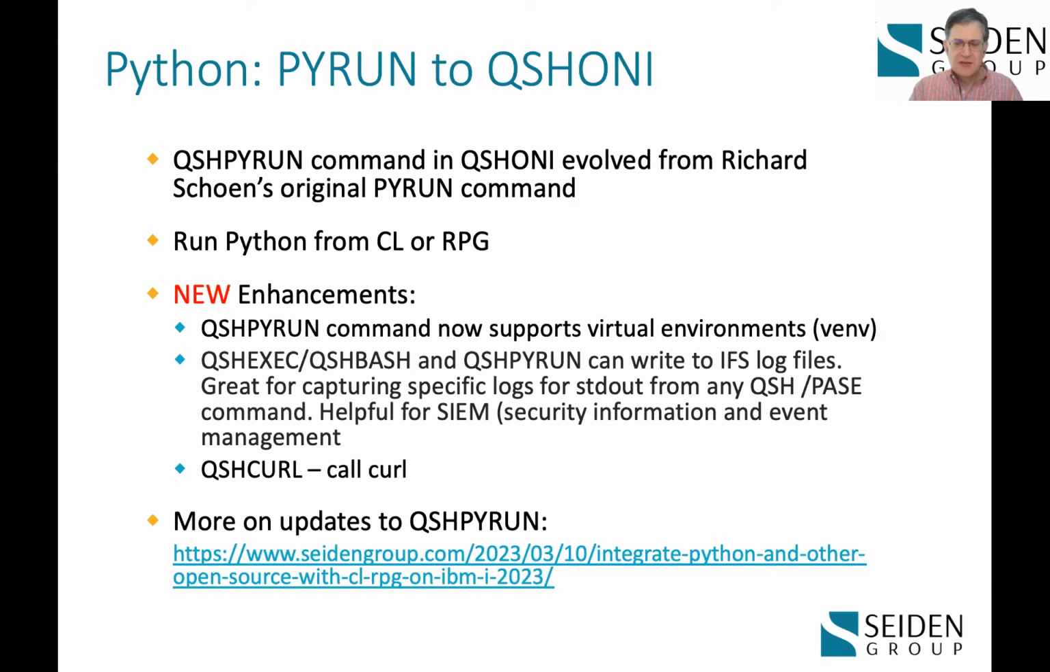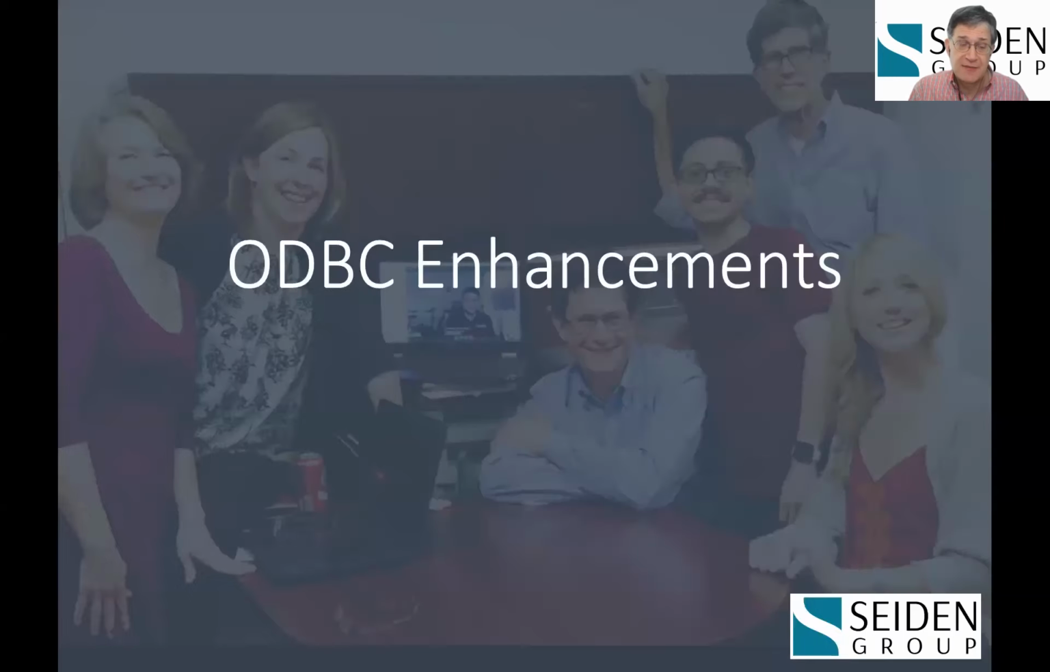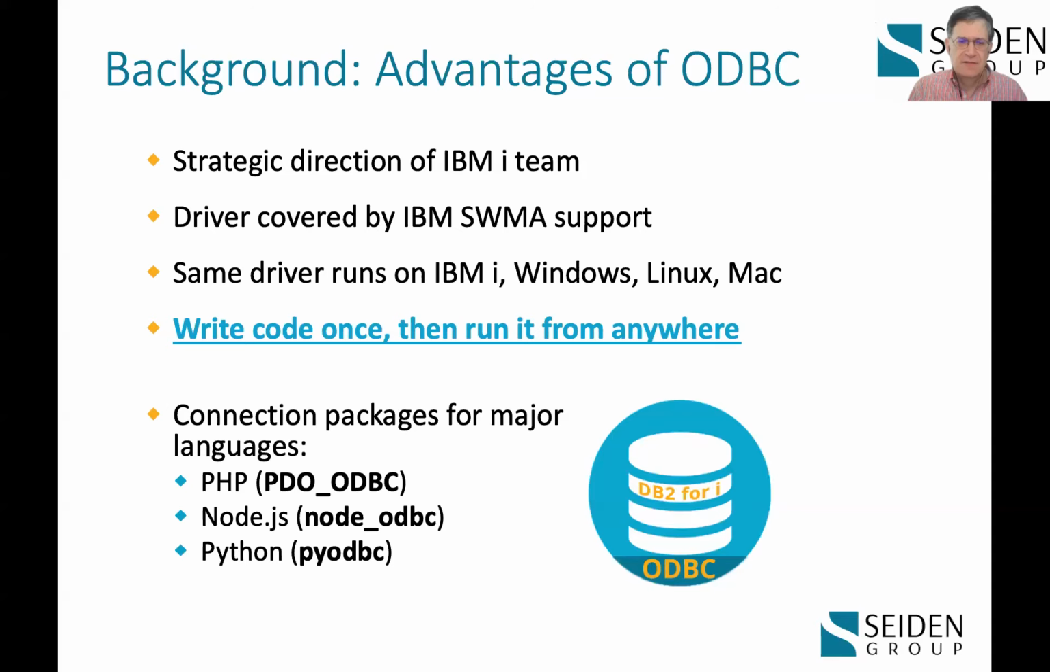There are other enhancements. You can write more to log files for security information, capturing log information. And then, as I mentioned before, QSH curl. But the Python specific one is an update to QSH PyRun to support virtual environments. And we have an article on what's new there. It's really a very interesting tool. It's getting better all the time. And it's open source like everything else we're talking about. You can make enhancements. I made little documentation enhancement requests, and they were very responsive.